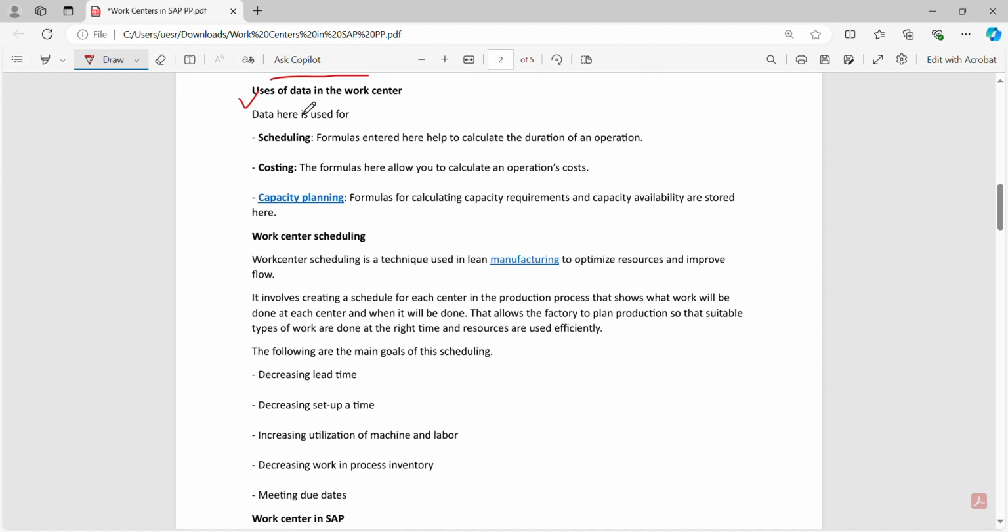So, uses of data in work center scheduling. Formulas entered here help to calculate the duration of an operation. Second thing is costing. The formulas here allow you to calculate an operation cost. So you can get the operation cost, and you can get the duration of a production operation through the scheduling. So this is the use of the work center. Capacity planning: formulas for calculating capacity requirements and capacity availability are stored here. So all these things you can do from this work center.